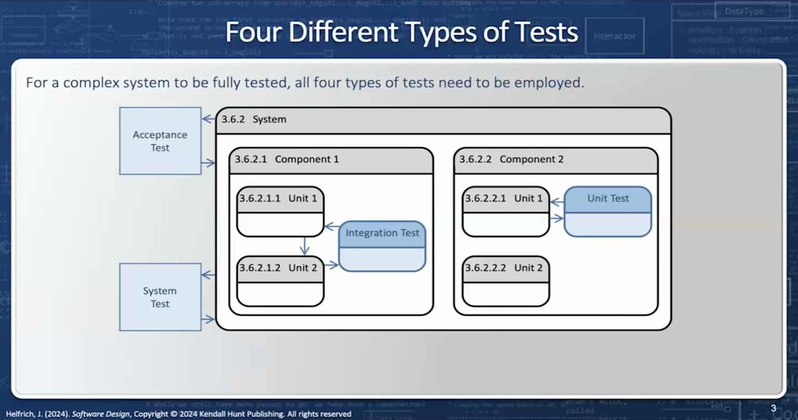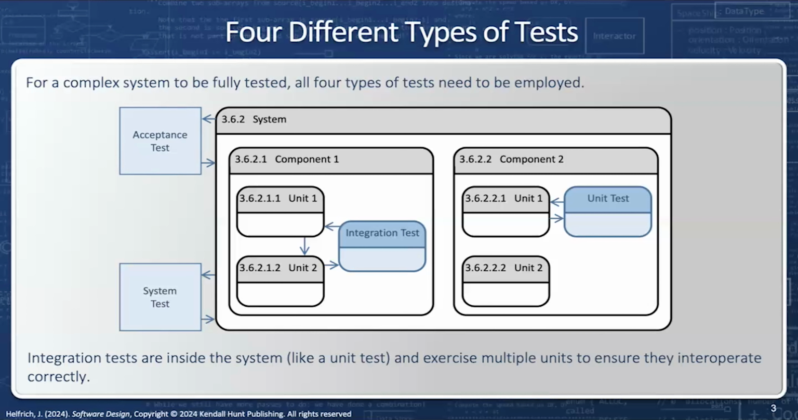Like a system test, an acceptance test is outside the system, hence it's an interactor, but the difference is we're not looking for defects, but rather we're trying to see if we're fit for use. It has a different purpose. Integration tests are inside the system like a unit test and exercise multiple units to ensure they interoperate correctly.